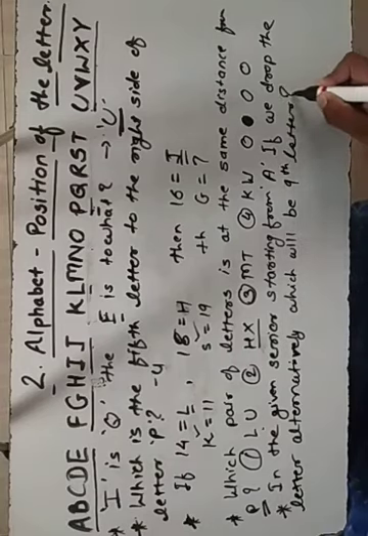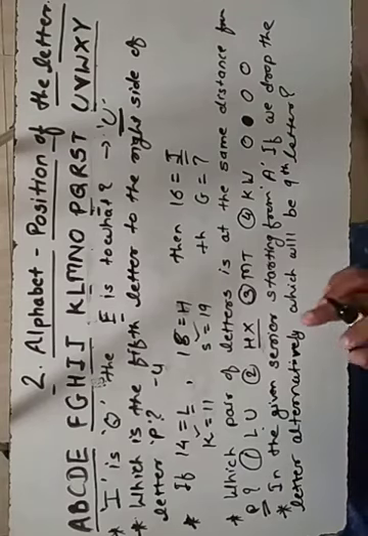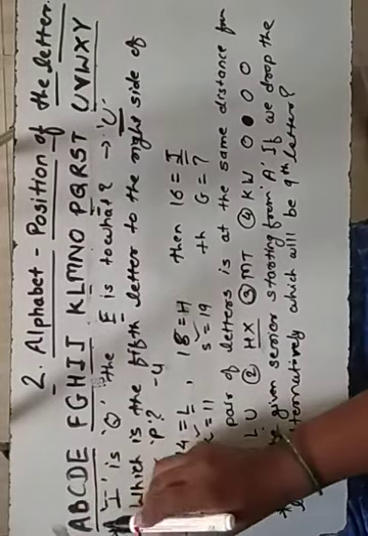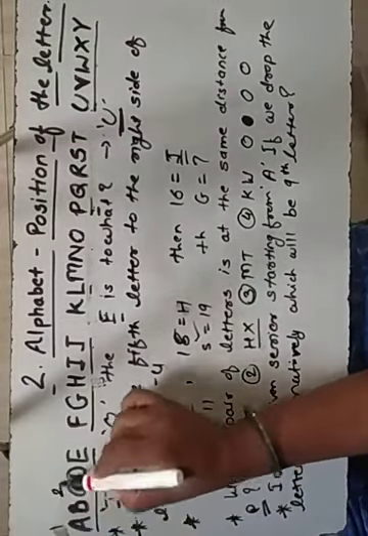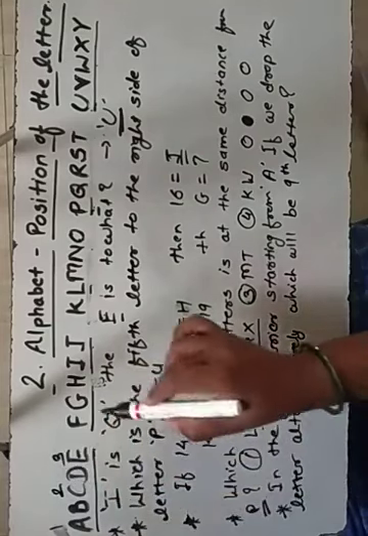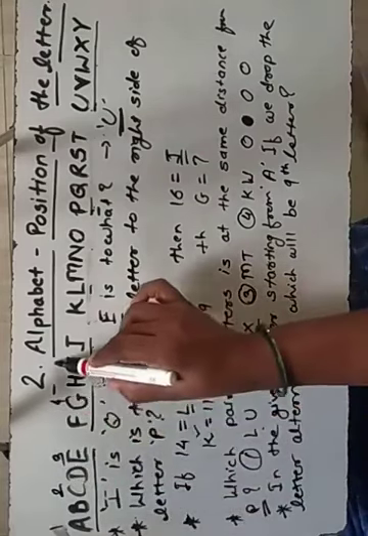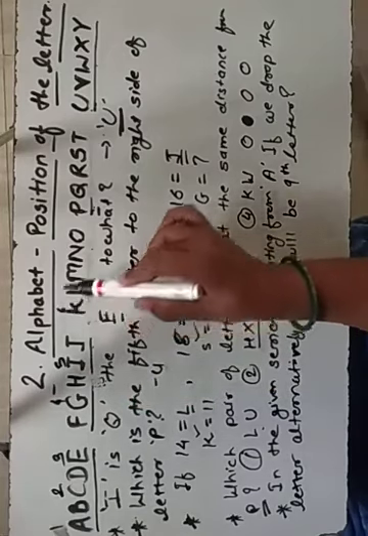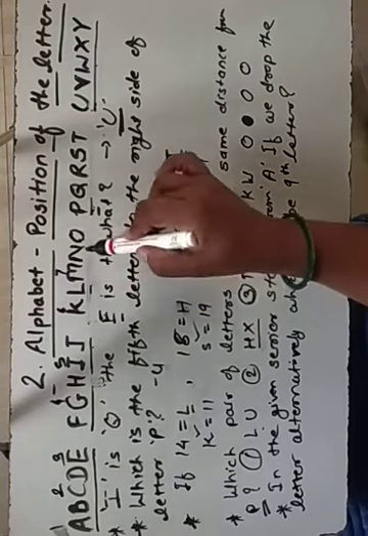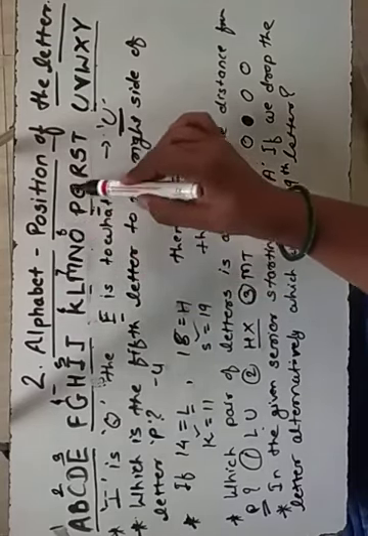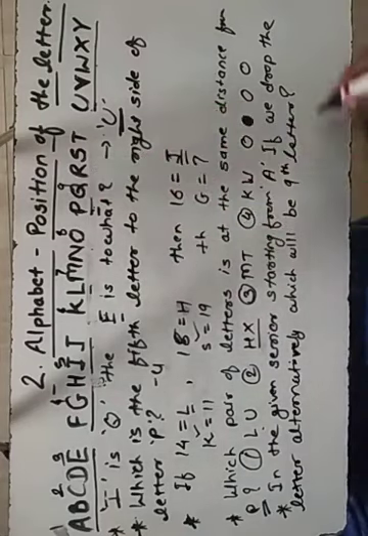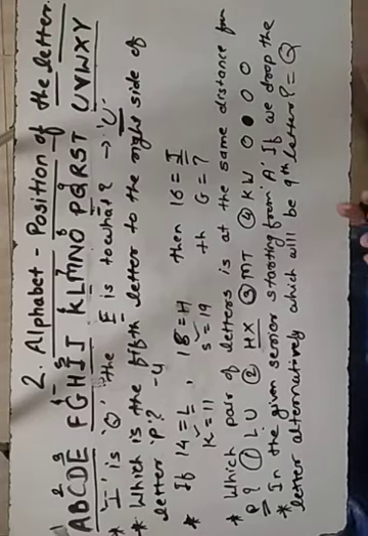From A we have to drop one letter. A will come at first position, B we drop. A first, C 2, E 3, G 4, I 5, J we drop, K is the 6th position, L drop, 7th is M, N drop, 8th is O, P drop, and 9th is Q. So the answer for this question is Q. You have to circle that option.